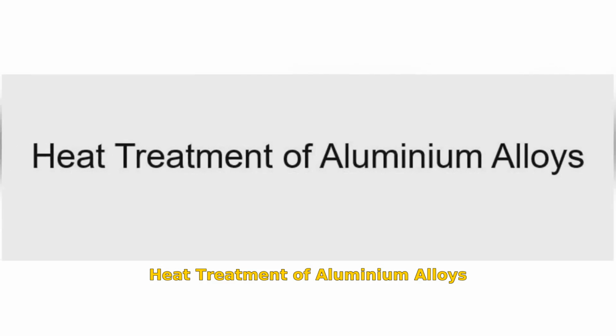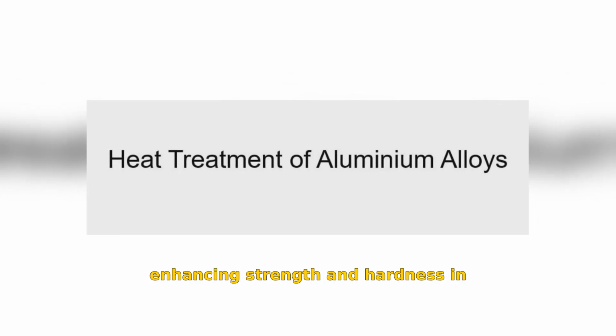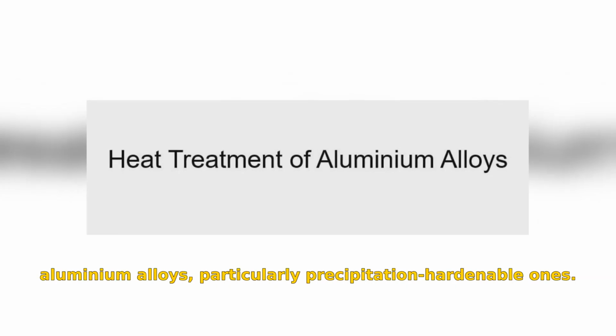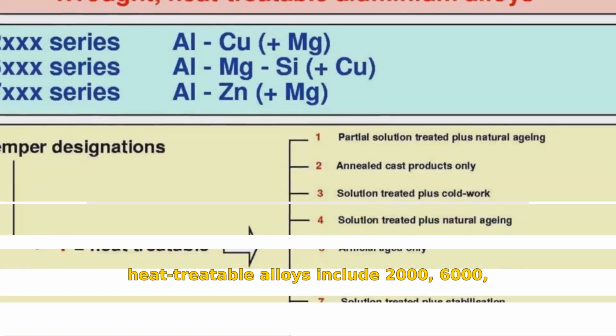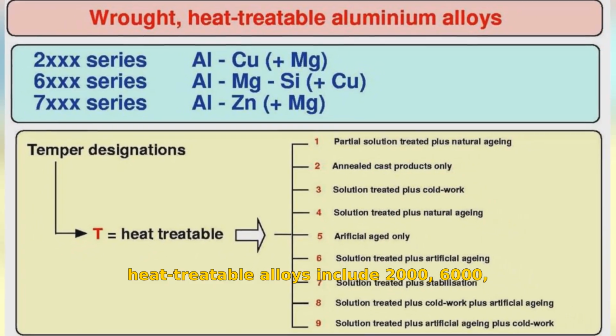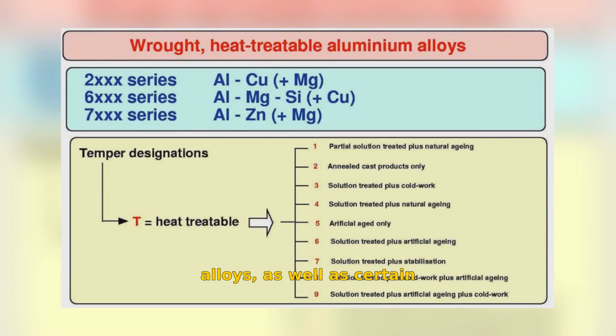Heat treatment of aluminium alloys. Heat treatment refers to processes enhancing strength and hardness in aluminium alloys, particularly precipitation hardenable ones. Heat-treatable alloys are distinguished from non-heat-treatable ones, which rely on cold work for strength. Commonly used heat-treatable alloys include 2000, 6000 and 7000 series wrought aluminium alloys, as well as certain casting alloys.